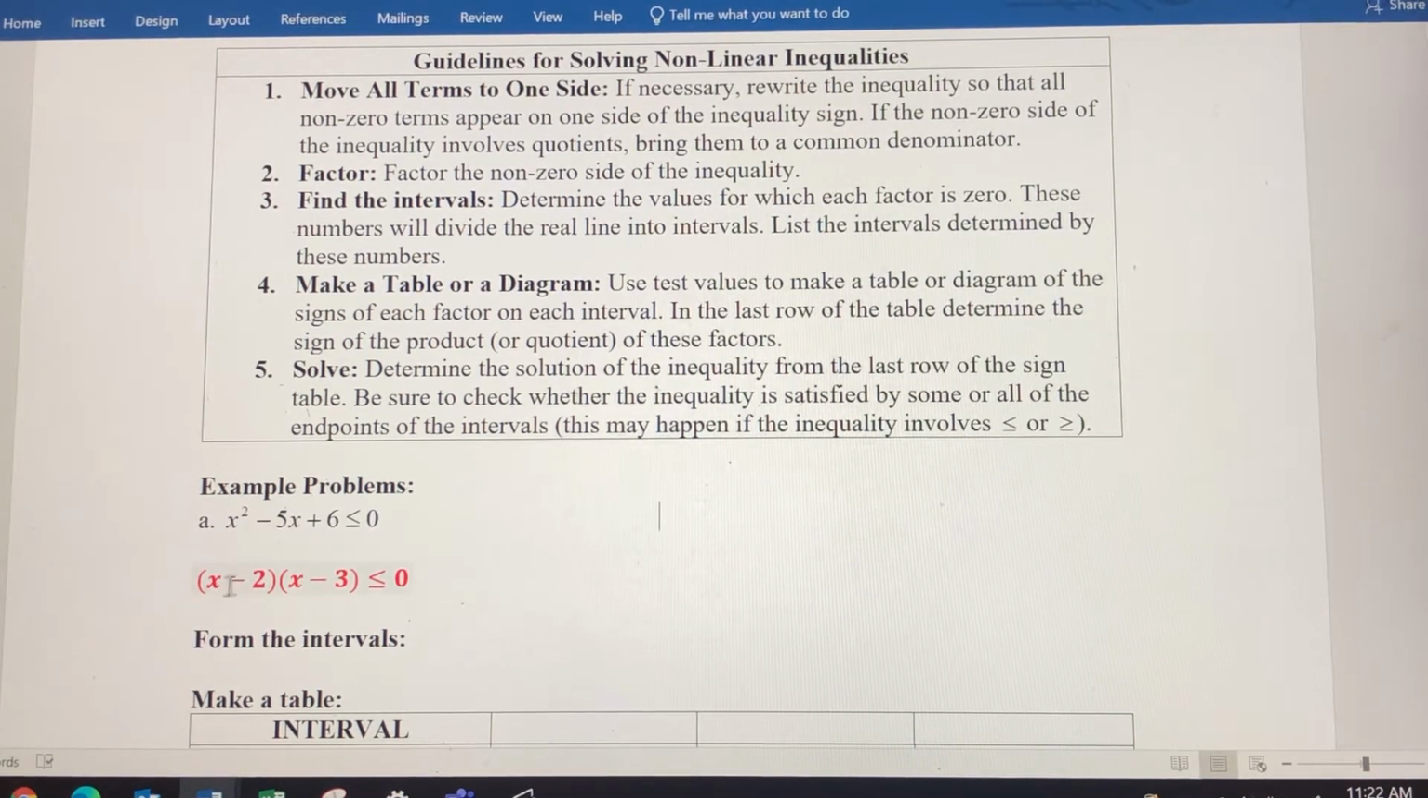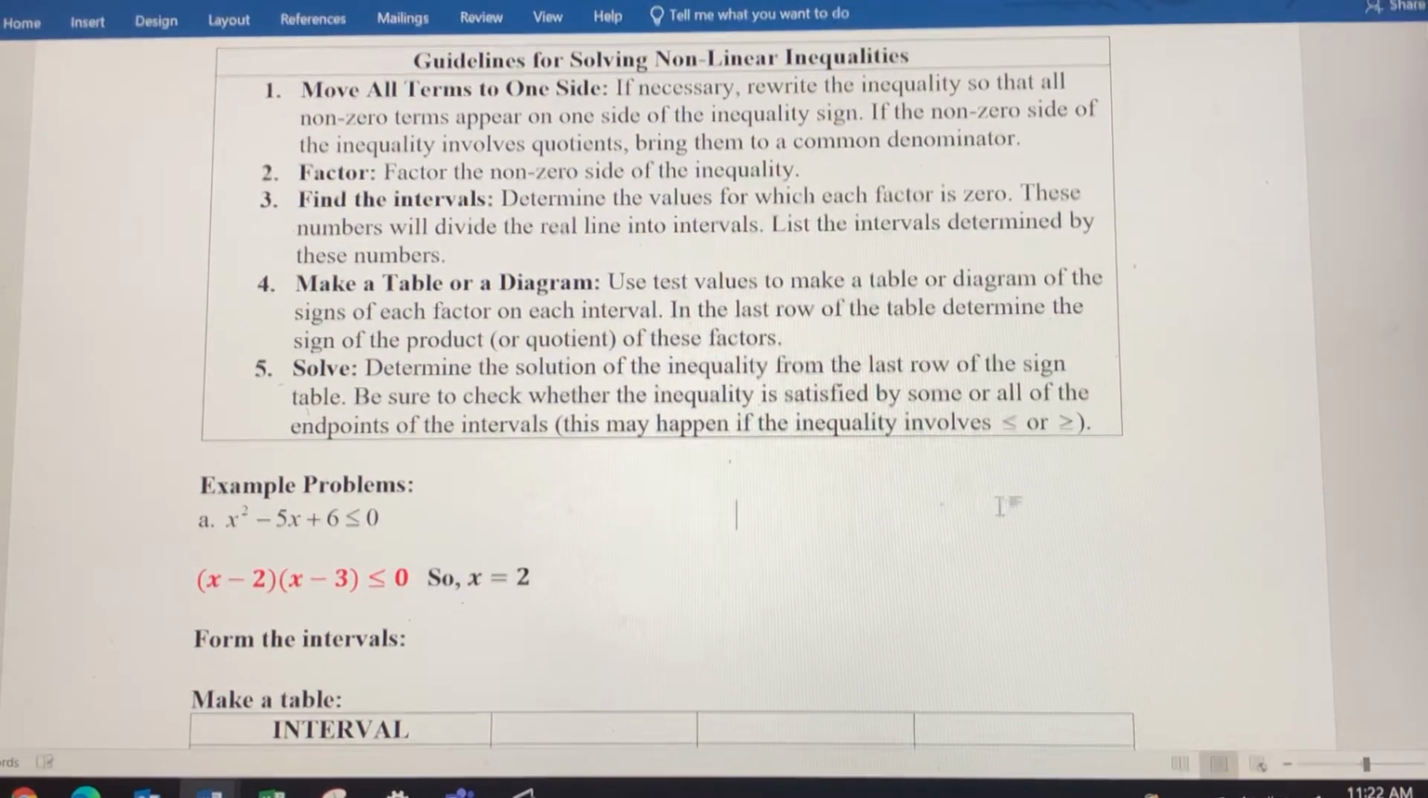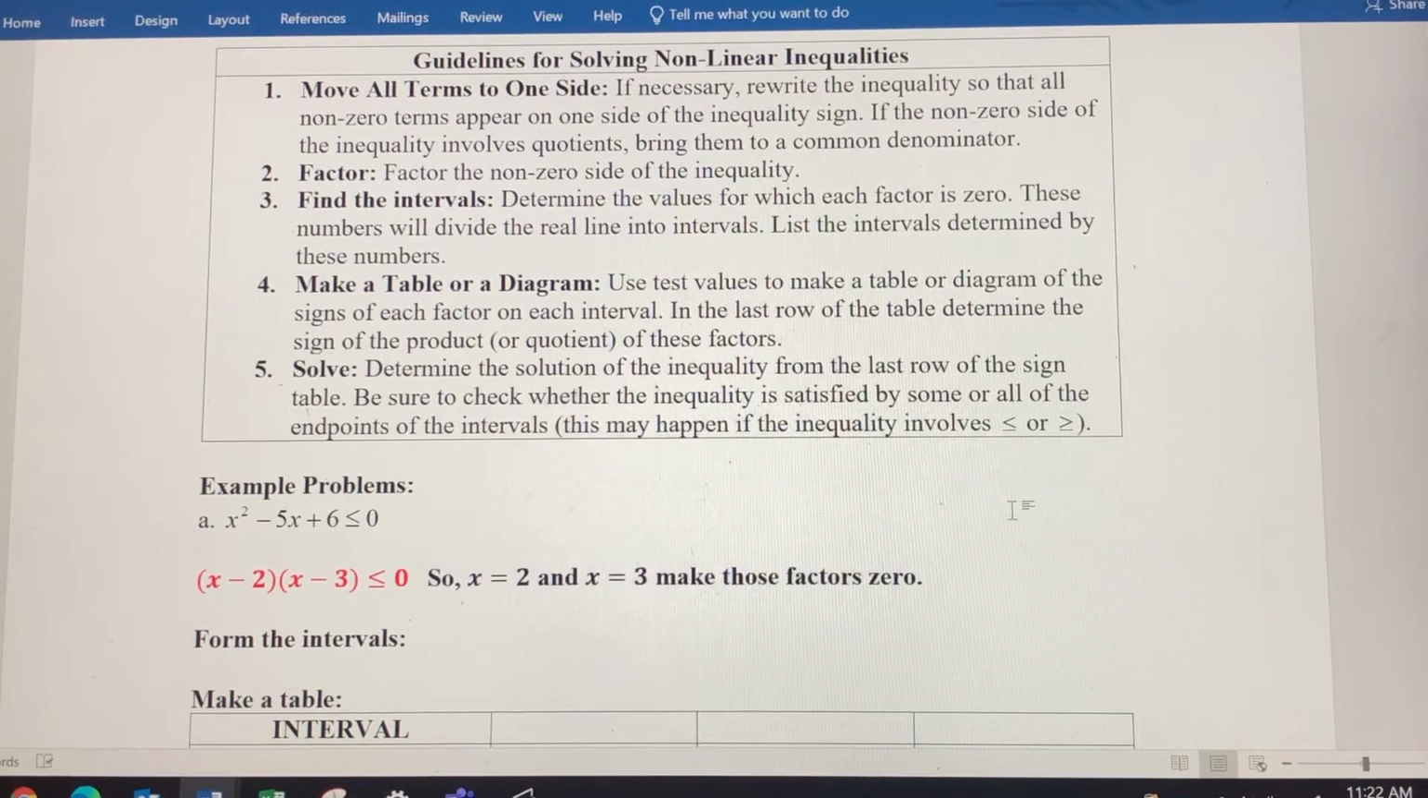So I need to ask myself, what makes this factor 0 and what makes this factor 0, all right? So 2 is going to make this factor 0, and 3 is going to make that factor 0. Okay, these are going to allow me to set up my intervals, okay? So we want to start with the smaller of the two values that make these 0, okay? So 2 is smaller than 3.